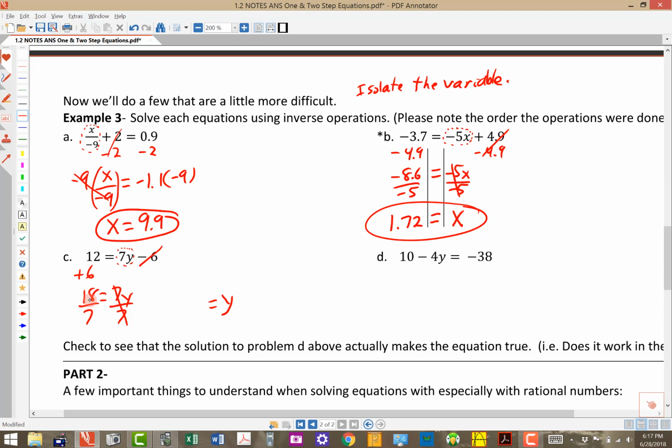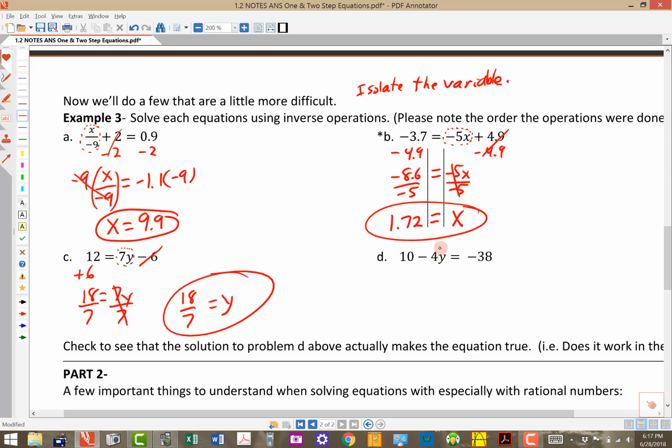Well, 7 doesn't go into 18 evenly, so we stop thinking of this as a division problem and we start thinking of it as a fraction. You can't reduce 18 over 7. So the cool part about this is when you run into one of these, you're done right there. The answer is 18/7. We're finished. Okay, let's take a look at the next one.